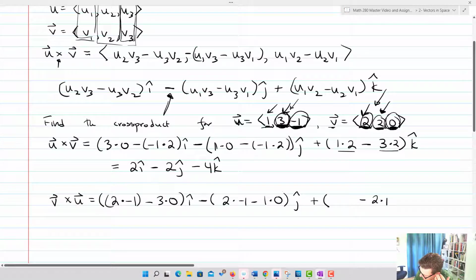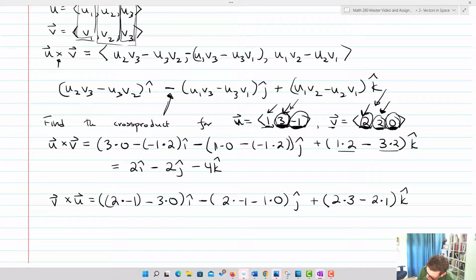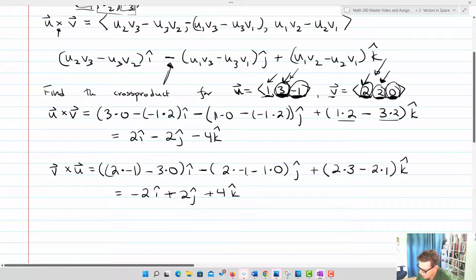Or actually, it'd be 2 times 3 minus 2 times 1, and that would be k. And so when we compute this, what we get now is negative 2i minus, okay, and this would actually be plus 2j, because see how it's 2 times negative 1, so it's plus 2j, and then plus, and that's 6 minus 2, so plus 4k. And that ends up equaling our cross product.